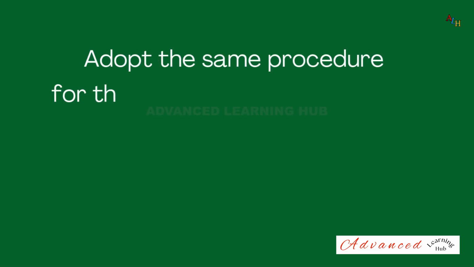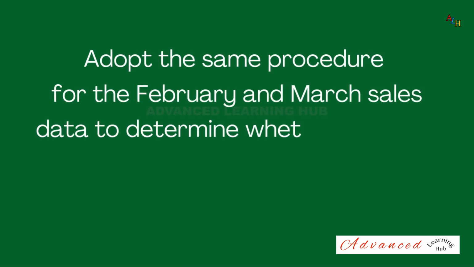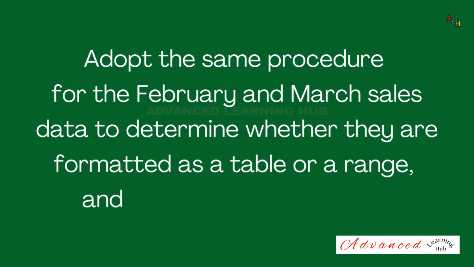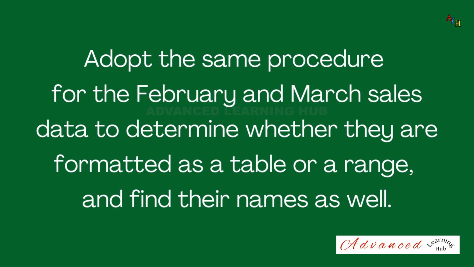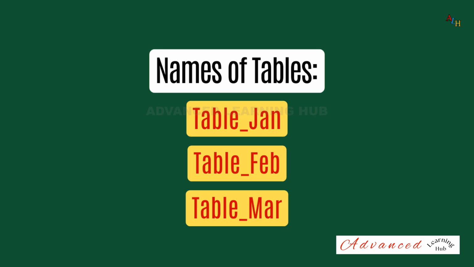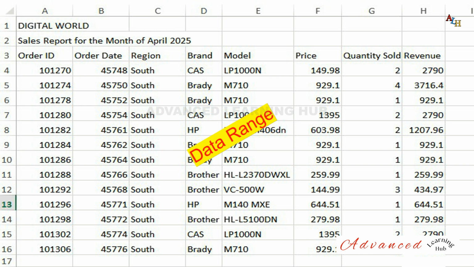Adopt the same procedure for the February and March sales data to determine whether they are formatted as a table or a range, and find their names as well. By the end of this exercise, you will be able to identify the names of the tables as displayed on the screen. Remember these table names, as you will need them at a later stage. If the data is not formatted as an Excel table, click the info card link at the top right side of the screen and watch the linked video to convert data into Excel table.